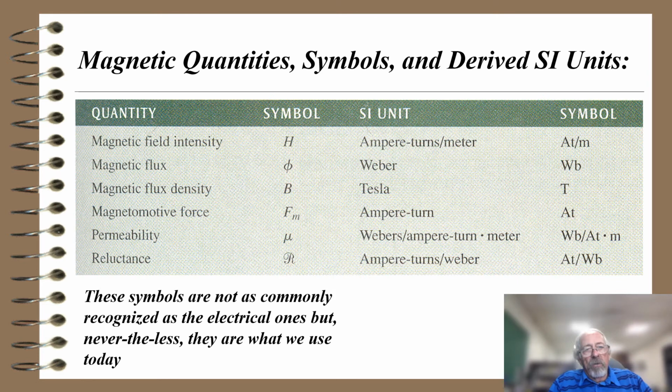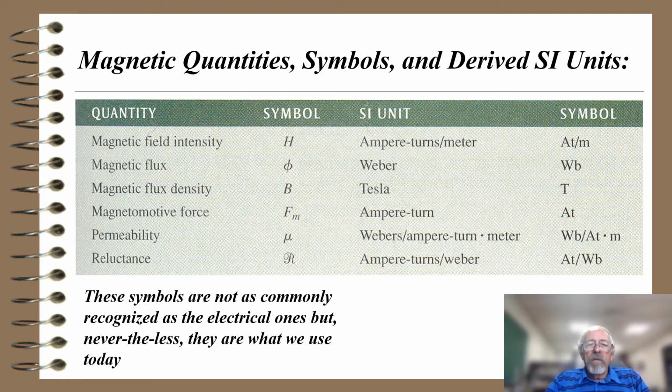This next chart shows magnetic quantities, symbols, and derived SI units. These symbols are not as commonly recognized as the electrical ones, but nevertheless, they're what we use today. So I'm not going to harbor much time on them, but let's take a look.